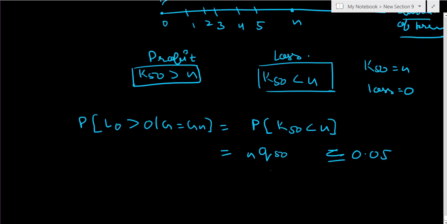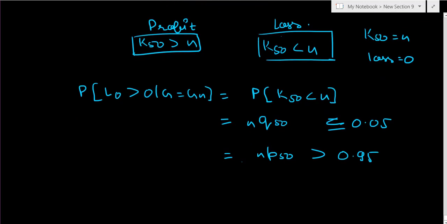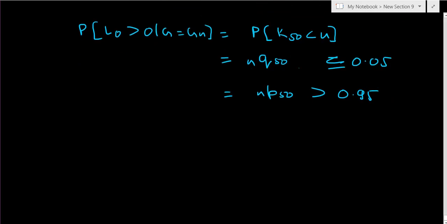I need n. First thing that I need is n, and then I'll calculate Gn using this n. So I need this n such that the probability of making a loss is less than 0.05. So nq50 is less than 0.05. So np50 has to be greater than 0.95. That's the exact counterpart. I just deducted this from 1 on both sides. So if nq50 is less than 0.05, then np50 is greater than 0.95. So that's what I need.